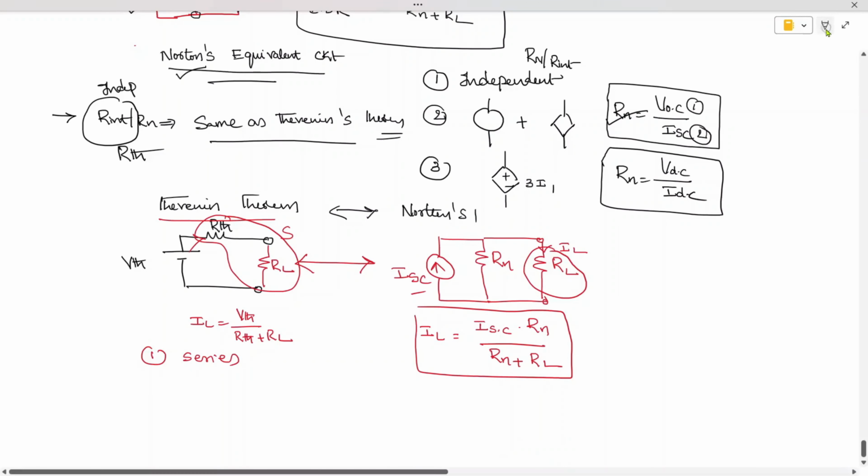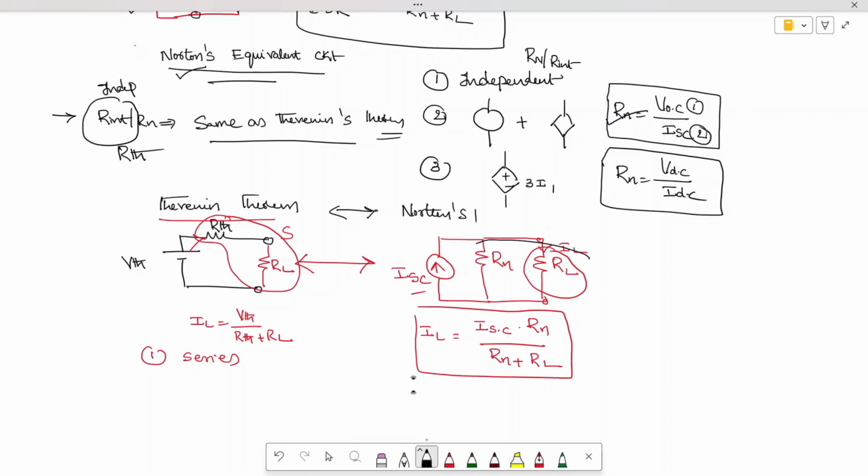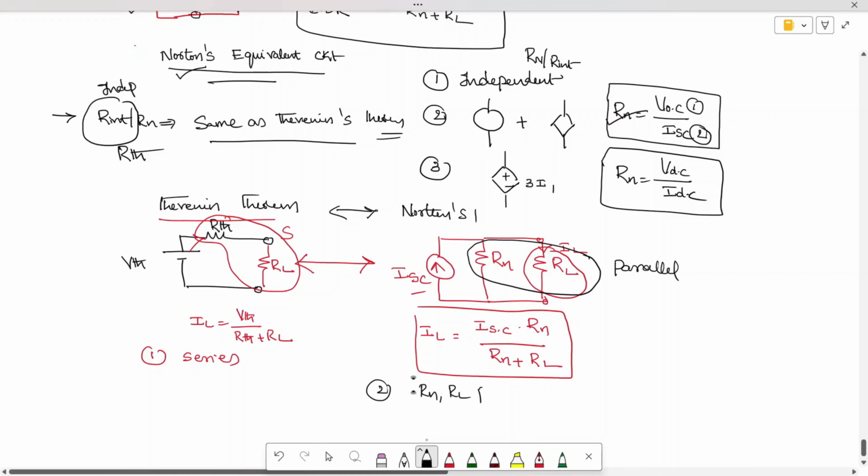Okay, here you can see from the observation, these are dual in nature. Here Norton's resistance and load resistance are connected in parallel. This is the main difference. Here the Norton resistance and load resistance are connected in parallel. Okay, here the Thevenin's resistance and load resistance are connected in series. That's why I can say Thevenin's theorem dual network is Norton's theorem, or the duality of Norton's is Thevenin.